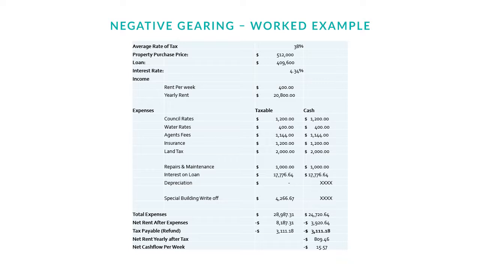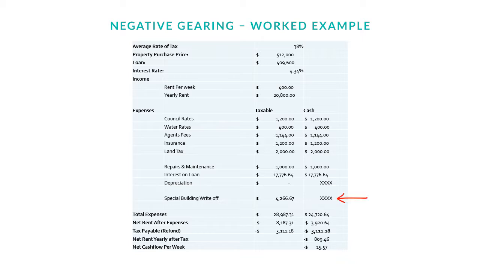As you can see, the yearly rent earned is $20,800. We have your stock standard deductions, which include council rates, water rates, agents fees, insurance, land tax, some small repairs and maintenance, interest on loans, and the special building write-off, which is a tax notional amount. This gives us a total expense of $28,987, meaning that the loss on the property for tax purposes is $8,187.